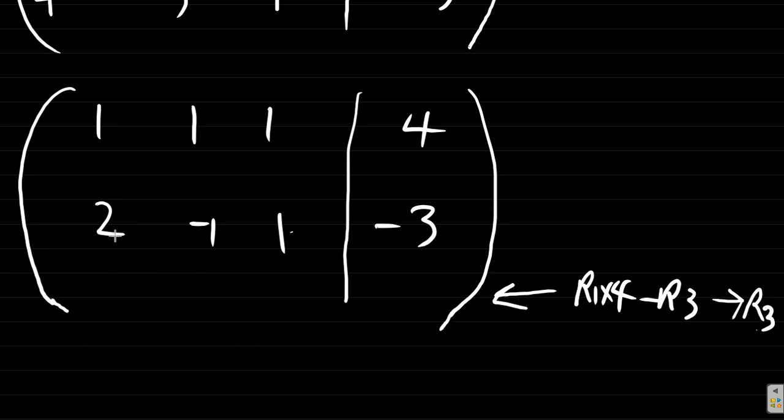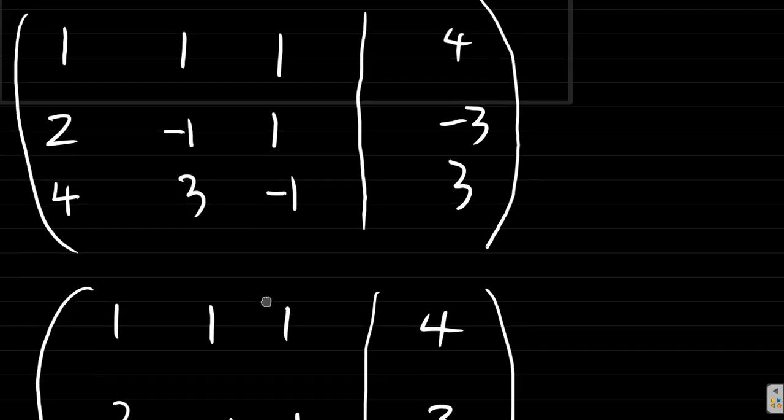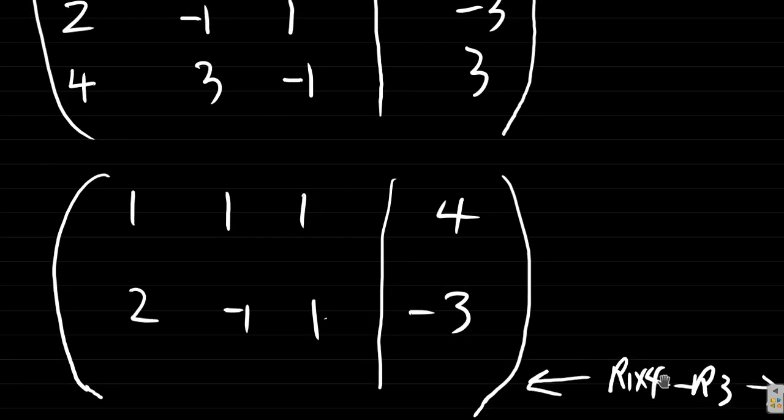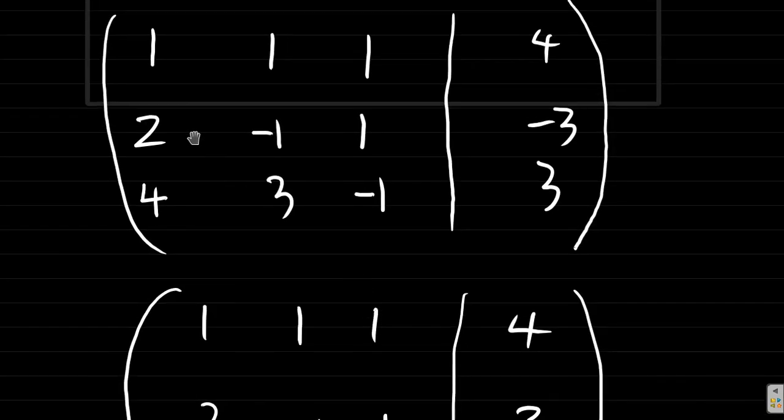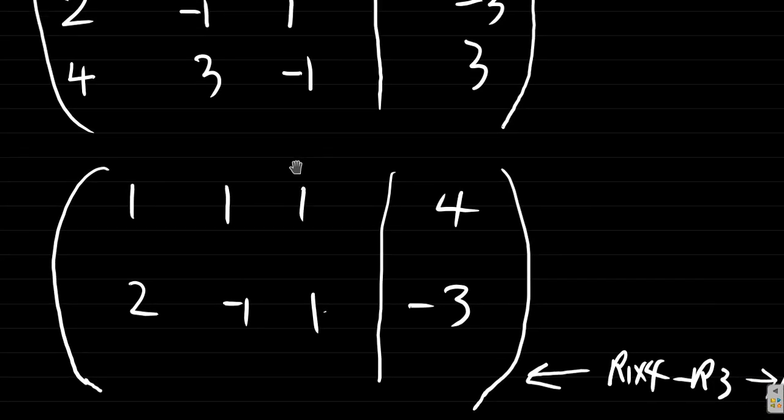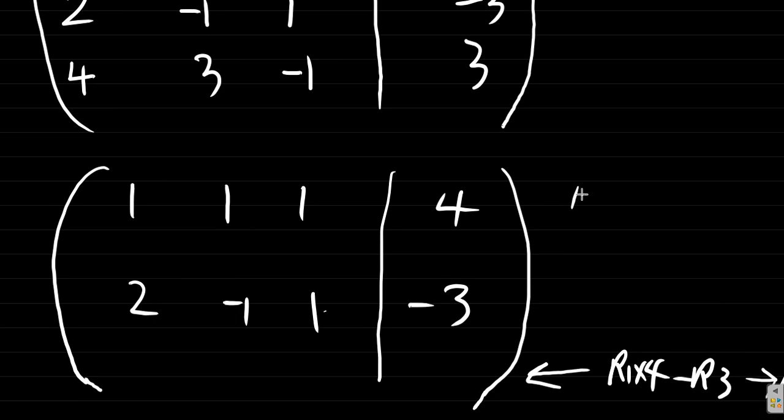Alright, so what happened now? Row 1 times 4 and minus row 3. Row 1, 1 times 4 minus row 3 here, minus 4. 4 minus 4 is 0. So you have a 0 here. See that?